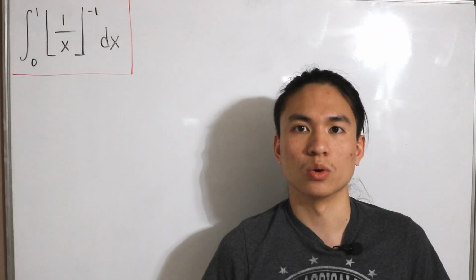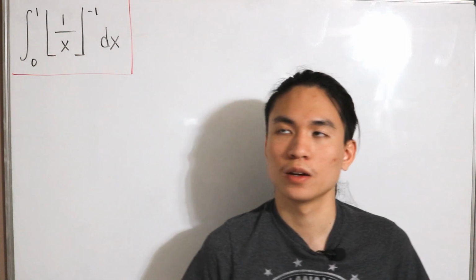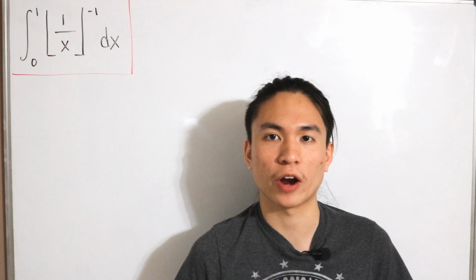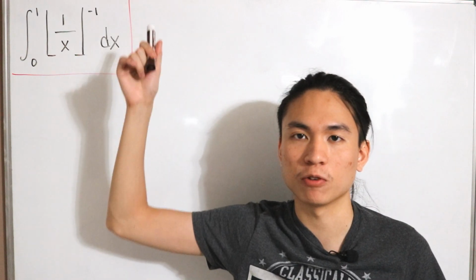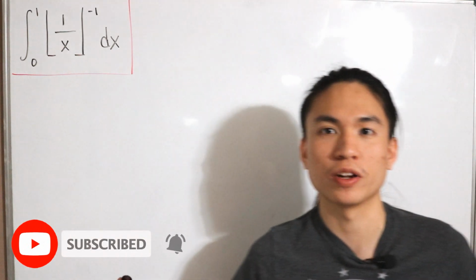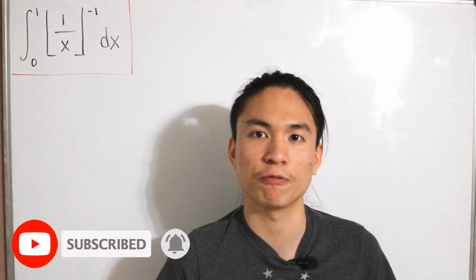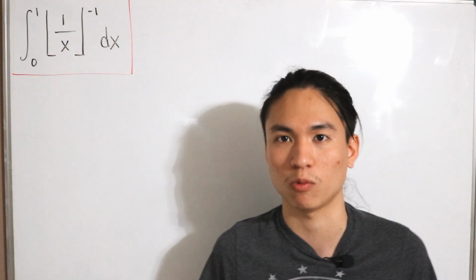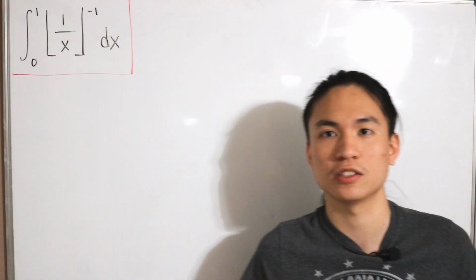Okay, so welcome back to another video. So we have a definite integral from 0 to 1 of the floor function of 1 over x, to the negative 1 power, as the reciprocal, dx. I could just write this as 1 divided by the floor of 1 over x, in other words, if you want to be a little bit conventional and nice with the writing. However way you want to write it doesn't matter.